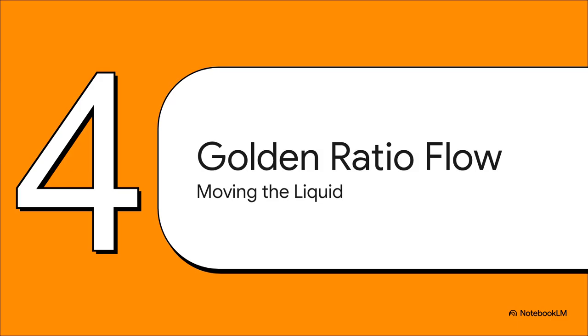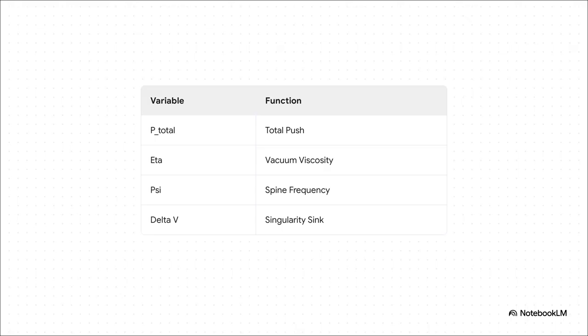Moving right along to section 4, the golden ratio flow. So how exactly does that energy flow? Let's take a look at the formal math proposed to describe this movement. The creator outlines what he calls an omni-push equation. Here are the key forces at play.